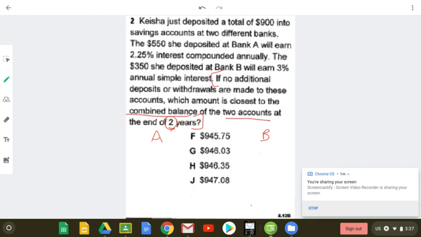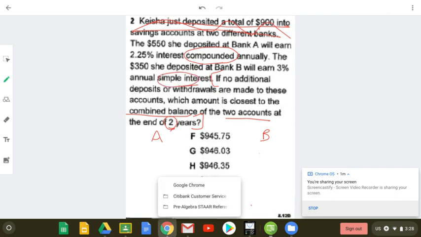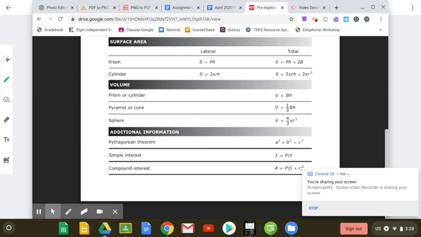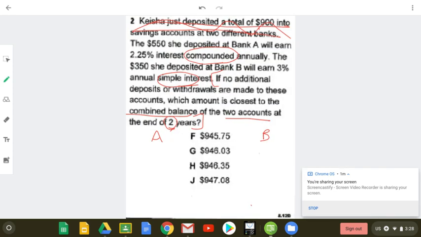The fact that she deposited $900 at these two banks does not matter anymore, because she split it up into two different banks. Bank A says it's a compound interest problem. Bank B says it's a simple interest problem. If you go to your formula chart, here are the two formulas we're going to use: I equals PRT, and A equals P times 1 plus R to the T power. So I'm going to write both of those formulas out now.